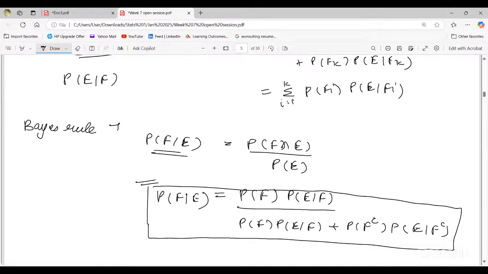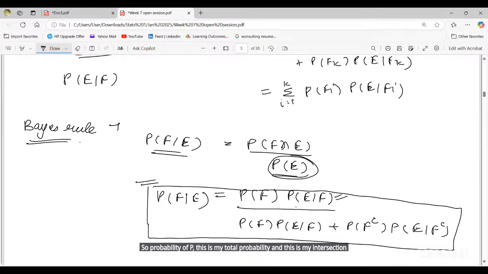Everyone got the formula? So the denominator is the probability of E, this is my total probability, and the numerator is my intersection. So this is from the multiplication rule, and this is the law of total probability. We have just divided it, just put the formula on. Is this fine?